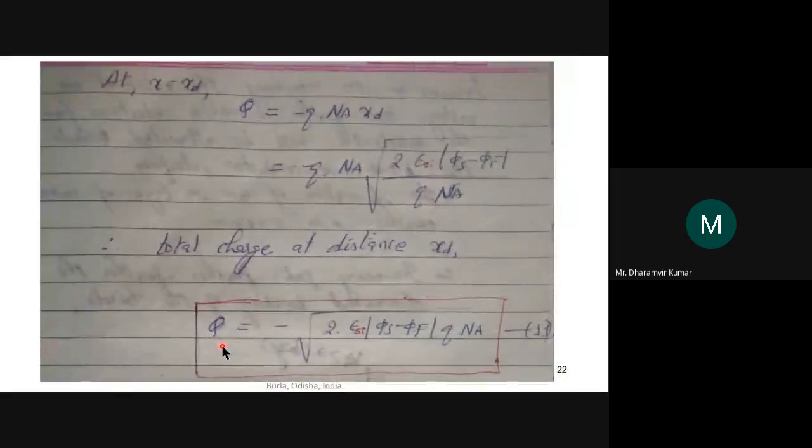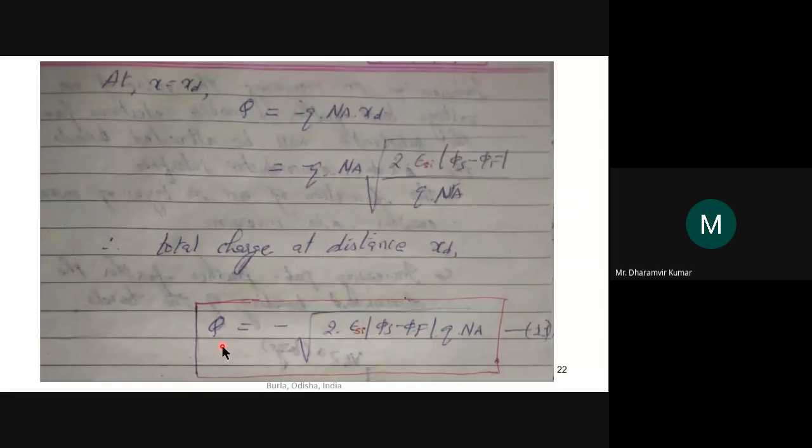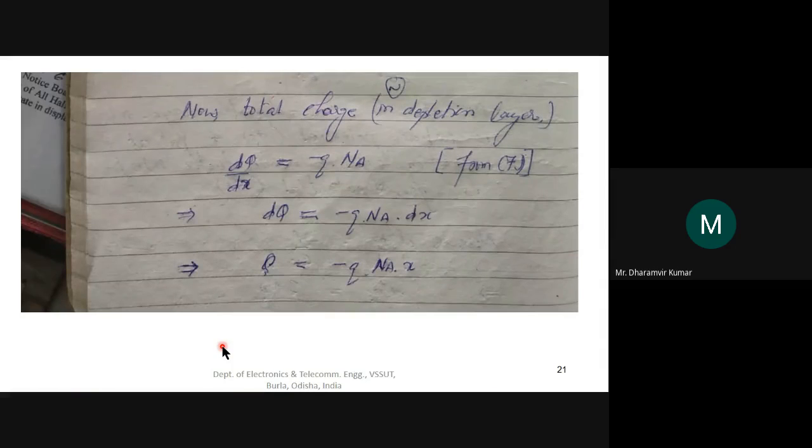Now we can also calculate the charge content of that particular depletion region, that is, the total charge inside the depletion region area. So the total charge in the depletion layer. We already have this equation from equation number 7. From this, dx will come here and dq will be minus q dot na dot dx, right? And q equals minus q dot na dot x. Perform one time integration here. This will be like this.